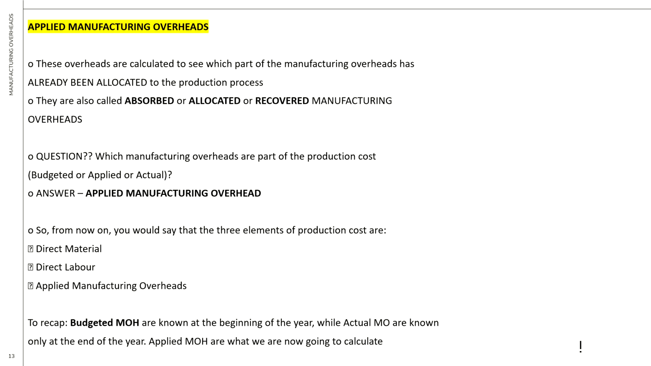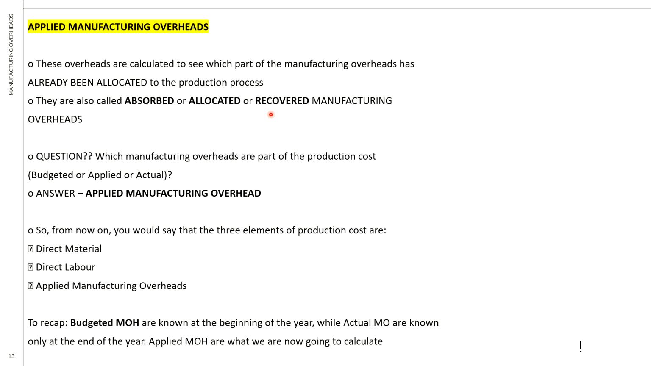Okay, applied manufacturing overhead. Right. Applied or allocated, they can use a lot of words. Applied manufacturing overhead or absorbed or allocated or recovered. So don't be confused. If they use these terms, don't be confused. You must know it's the same thing, right? So applied, remember we had three manufacturing overheads here.